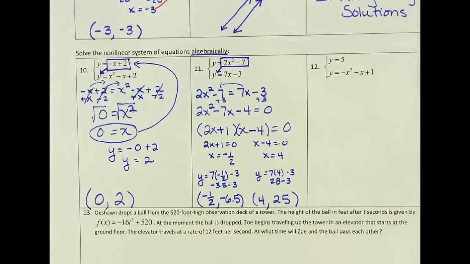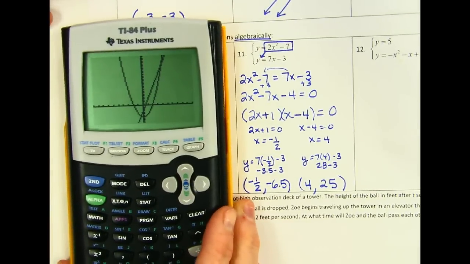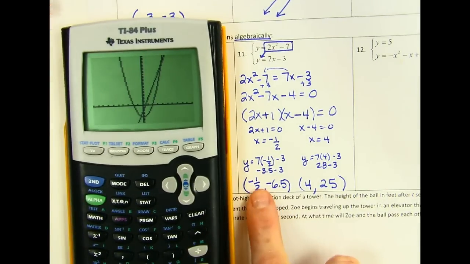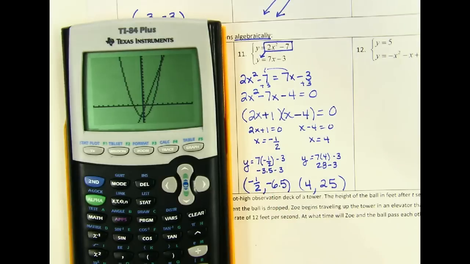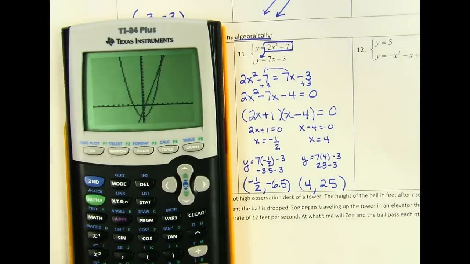Now, if I show you this on the graphing calculator, I have both equations in, and if you look, this is negative 1/2, 6.5, and this one up here is 4, 25. So you can see the line is cutting across the quadratic equation.